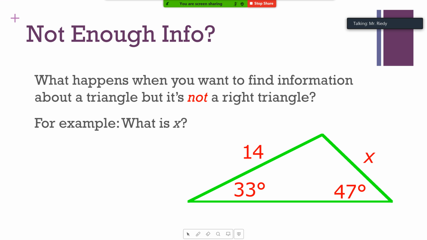Well, the hard way to do it would be to turn this into a pair of right triangles. In other words, I could do something like this. And then set up a whole bunch of equations, an equation with the left-hand triangle, an equation with the right-hand triangle, but that's going to be a major problem. What we can do is implement something called the law of sines.